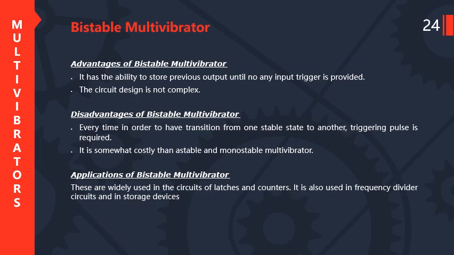Now next are the advantages of bistable multivibrator. It has the ability to store the previous output until no input trigger is provided. Next, the circuit design is not complex. The drawbacks of bistable multivibrator are that every time, in order to have a transition from one stable state to another, a triggering pulse is required. Next, it is somewhat costlier than astable and monostable multivibrators. When we have to give two triggering pulses, our circuit becomes a little costly.